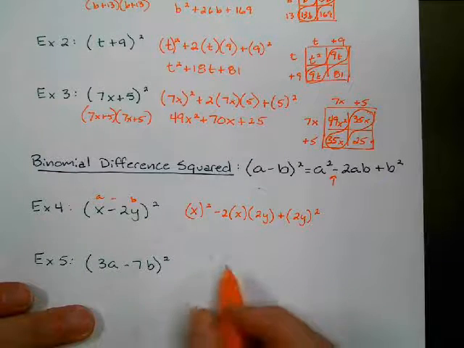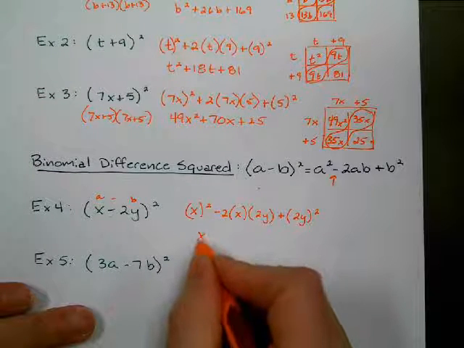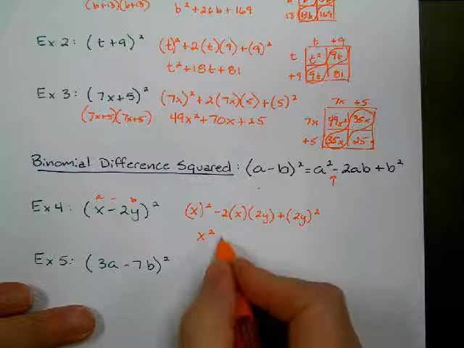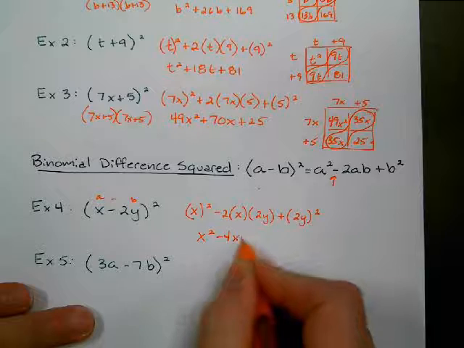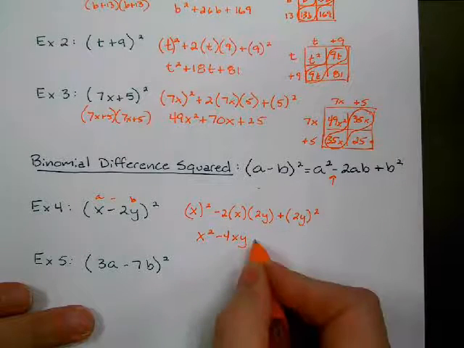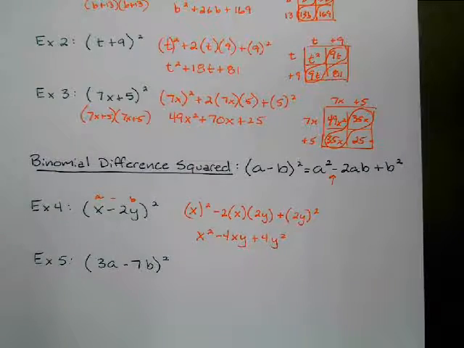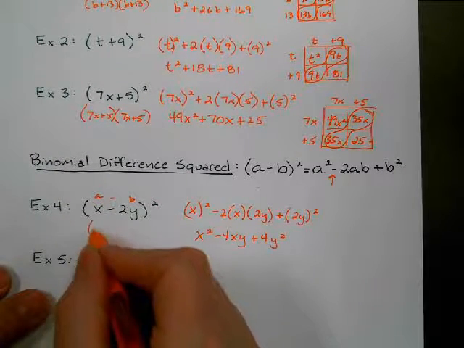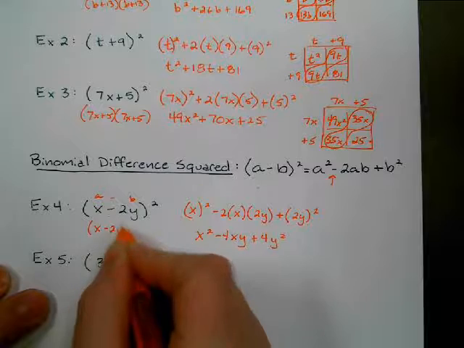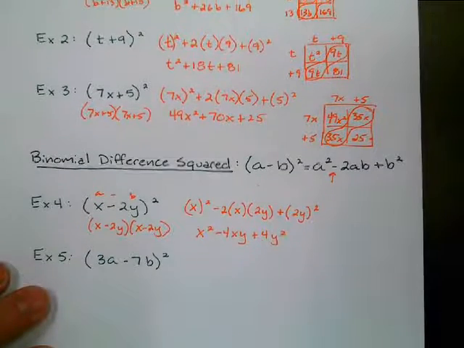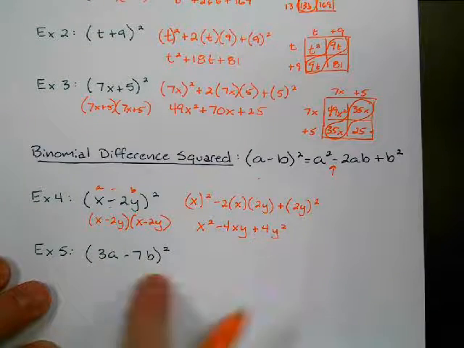So x squared is x squared. Negative 2 times x times 2y is negative 4xy. 2y times 2y is 4y squared. And there's our answer. Again, you can split this up into x minus 2y times x minus 2y. And you'll get the same answer that I just worked out right here if you do the area model.